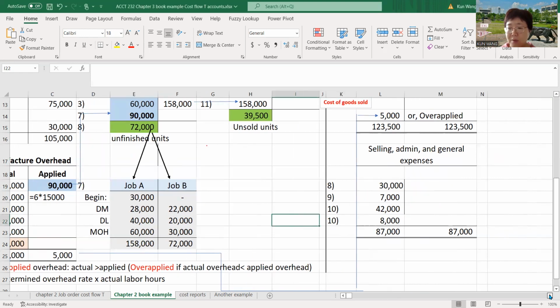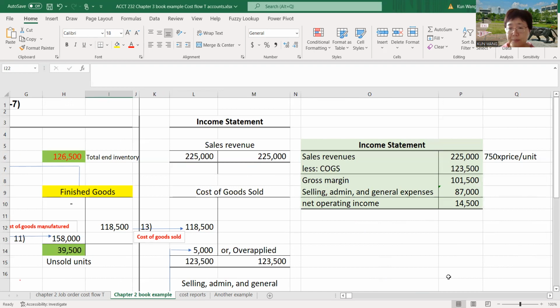So the final income statement will look like this. The income statement reflects the account information we just talked about. So the sales revenue, then minus the cost of goods sold. This is the absorption, traditional income statement, not the contribution margin. So we have a gross margin of 101,500. Gross margin is the important middle item we show in the traditional financial accounting income statement.